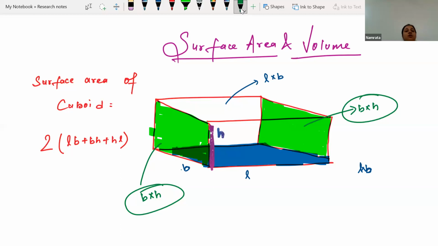When we focus on the back portion, if I color the back portion, this one, the yellow one, here you will be able to see two measurements. One of them is height, another is length.